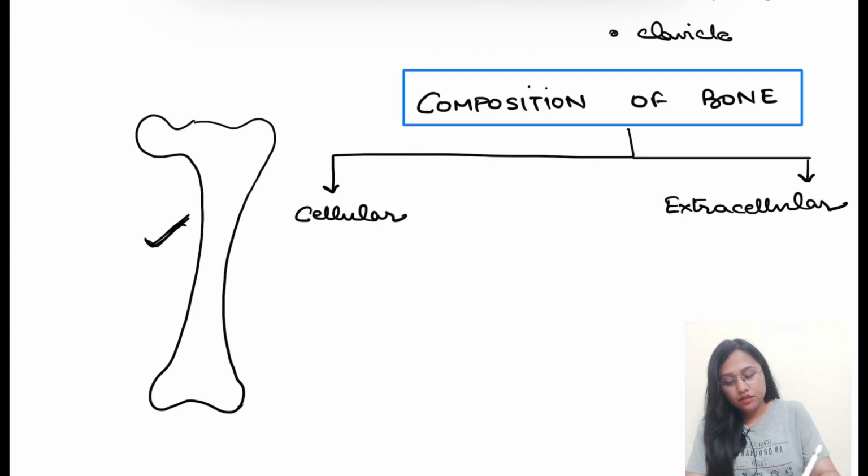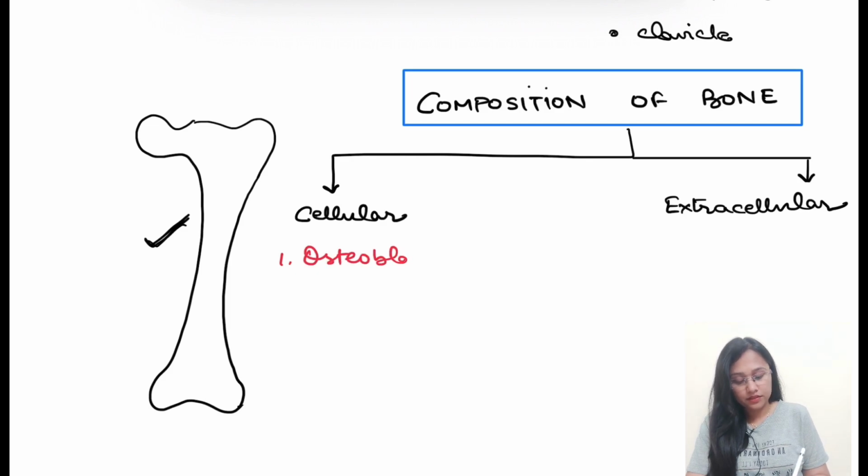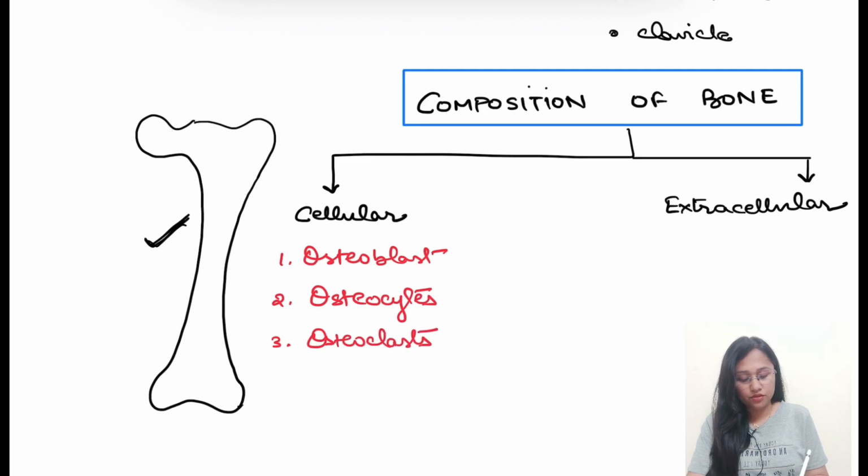So in the cellular components you have the cell osteoblast, you have osteocytes, and then you have osteoclast.